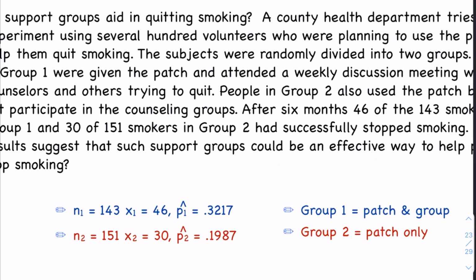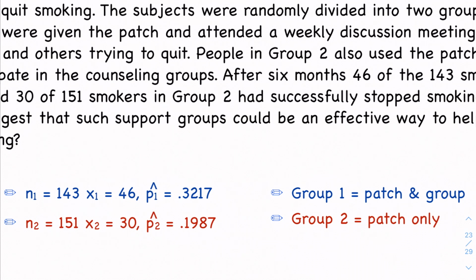So let's lay out what we have. In our Group 1, which was patch and group talk, a sample size of 143, a success rate of 46 quitters, and then p1 hat is 0.3217. And in Group 2 of 151, there's only 30 that quit. So p2 hat is 0.1987, or 19.87%.